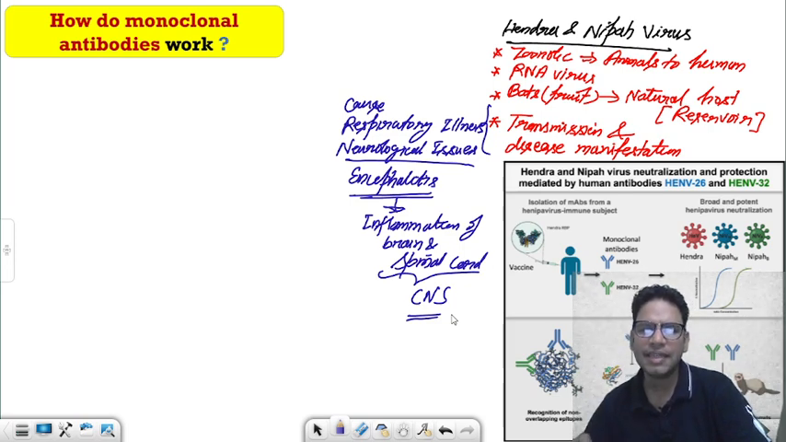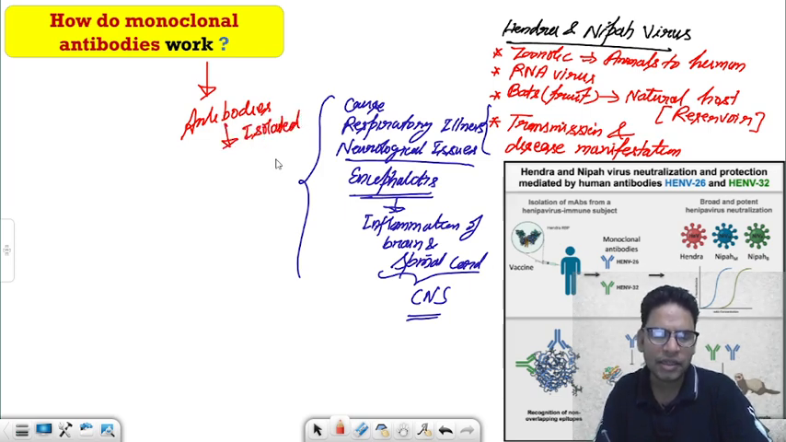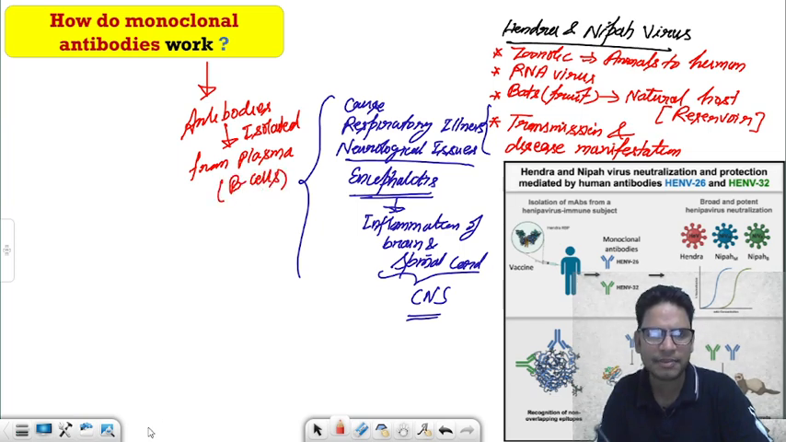Okay, so what is done actually? Suppose a person is infected with these viruses, or some kind of exposure is there to a person, then antibodies are isolated and cloned, right? So, suppose Hendra or Nipah virus infection is there. Antibodies will be isolated from plasma, and B cells are also circulating in plasma, right?